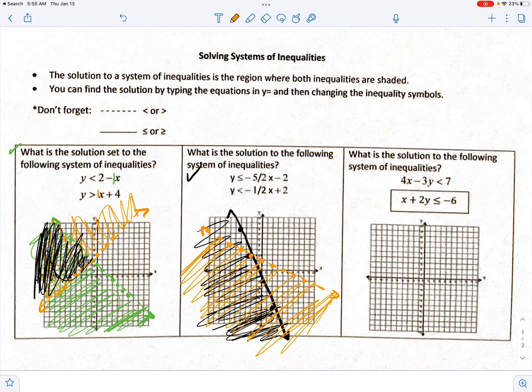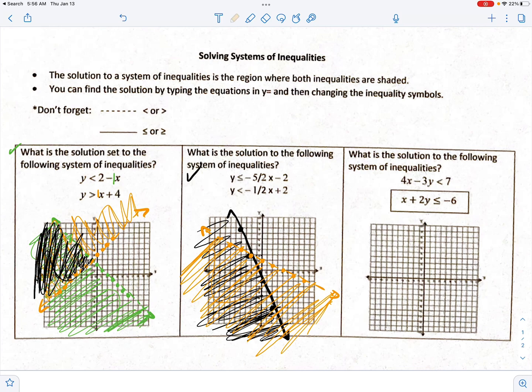Now the question remains the same. It might look a little confusing, but it's divided into regions. This is a region right here. Is this where both inequalities are being shaded? Is this where both inequalities are being shaded? Or is this where both inequalities are being shaded? And this is our answer right here.